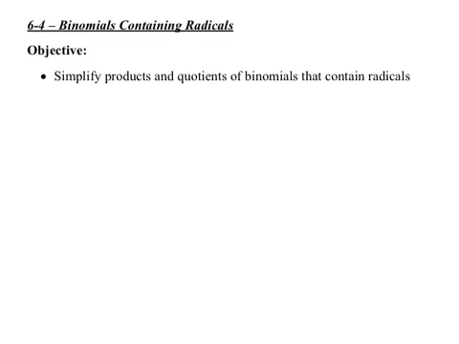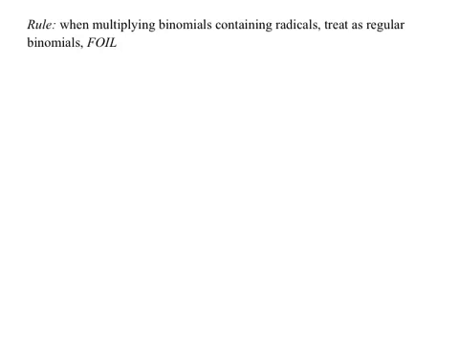Section 6.4 is binomials that contain radicals, and our objective is going to be to simplify the products and quotients of binomials that have radicals involved in them. The rule we want to remember is when we multiply binomials containing radicals, treat them as if they're regular binomials and go ahead and just FOIL.